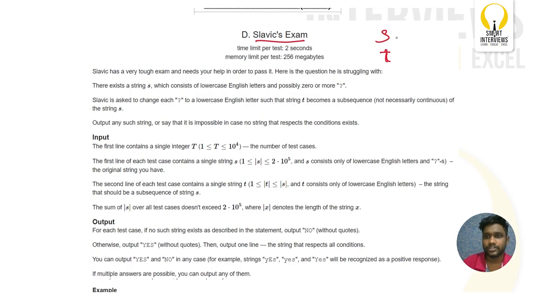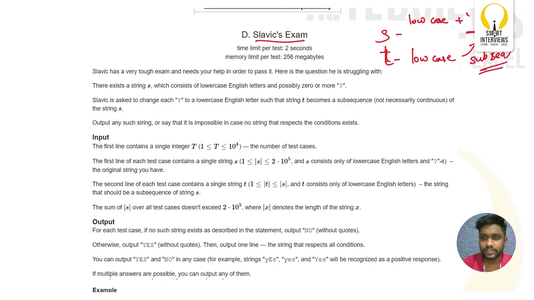We are given two strings S and T, and the string S contains lowercase English alphabets plus zero or more question marks. The string T has only lowercase English alphabets. Now our task is to figure out whether we can replace the question marks in string S so that the string T is going to be a subsequence of string S.